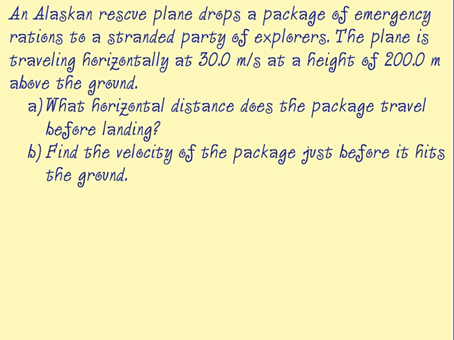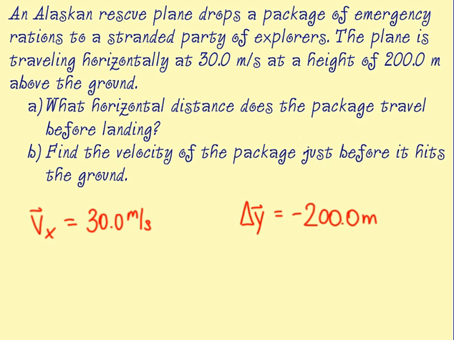For starters, it tells us the plane is traveling horizontally at 30 meters per second. Well, that package started off inside the plane, so that package is also traveling horizontally at 30 meters per second. It says the plane is at a height of 200 meters above the ground, so the distance that the package falls is 200 meters, but because it's going downward, we put it as a negative 200 meters.